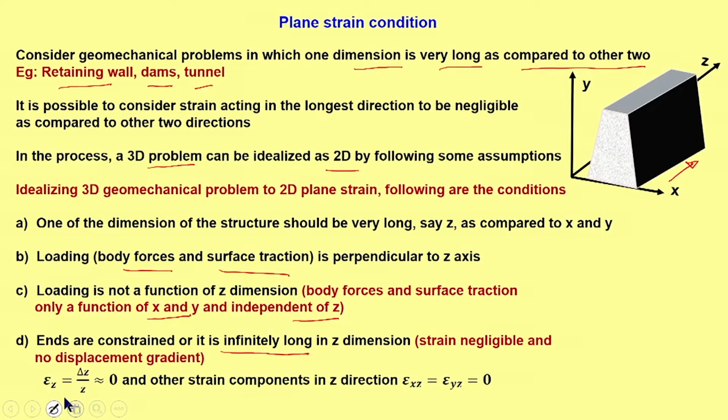So that is how epsilon z is equal to delta z by z, which is approximately equal to 0, and the other strain components in z direction, epsilon xz, epsilon yz, are equal to 0. So whatever strain components are associated with z are neglected. So that is about plane strain condition.